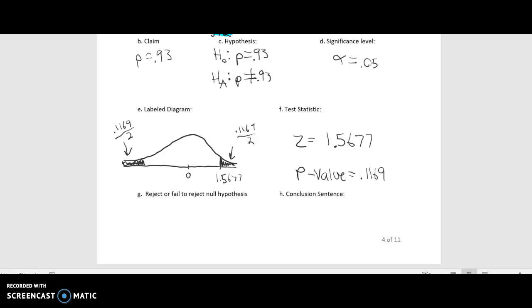We need to determine now whether we're going to reject or fail to reject. So using the p-value method, we can say 0.1169 compared to 0.05. And we can see 0.1169 is greater. So if p is high, null will fly. So we will fail to reject the null hypothesis in this case.